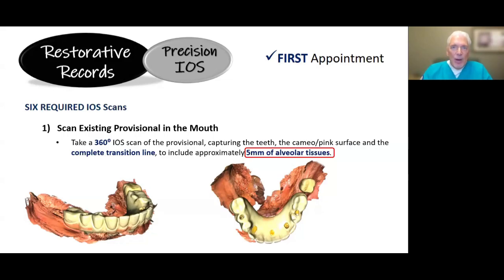And importantly, you want to capture a minimum of 5 millimeters of the alveolar tissue below that transition line. That is very, very important. We're fine tuning this now, so we need to see that transition line. We need to see how the tissue and the bone remodeled and healed. We need to see that because in the final, we're going to make everything.